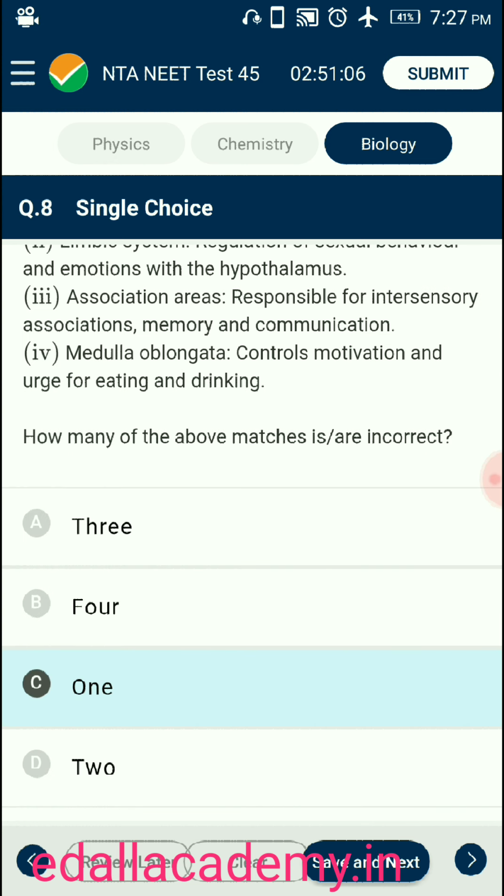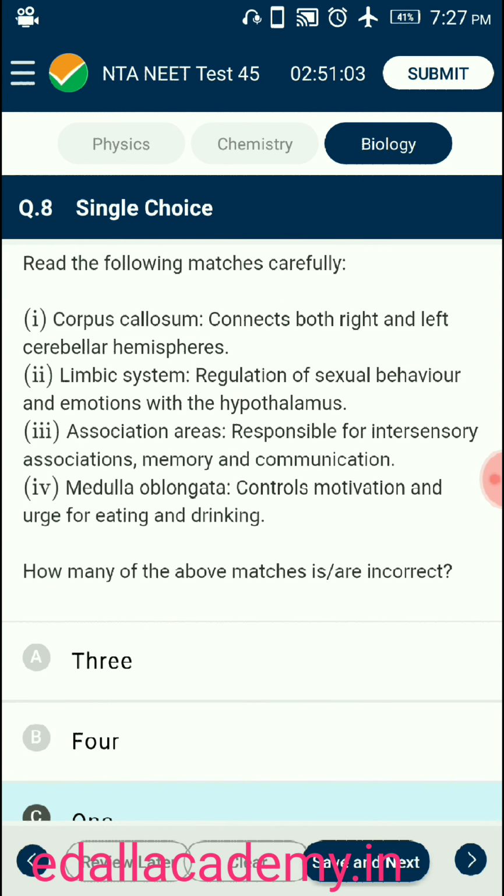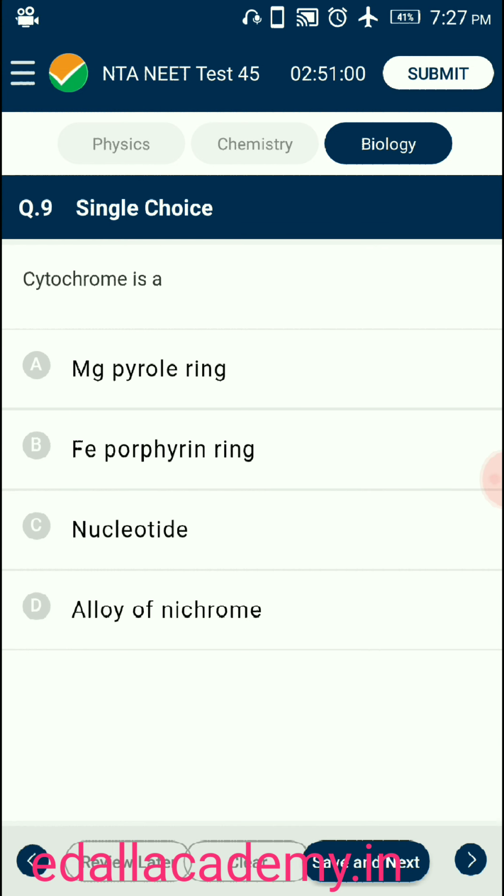From the given 4 statements, only one statement is incorrect. Question number 9.